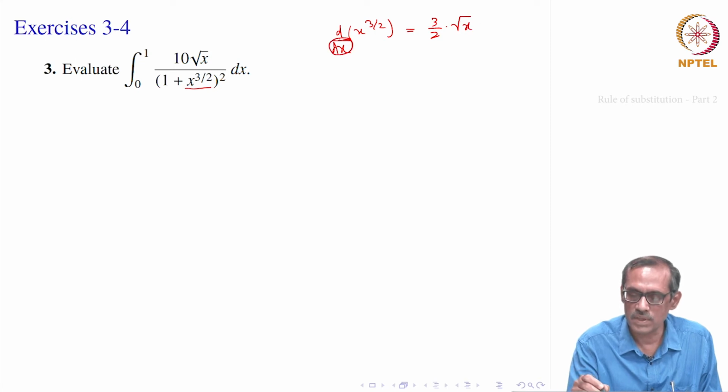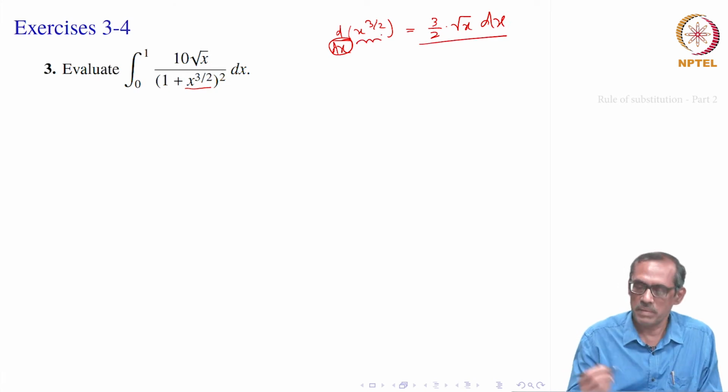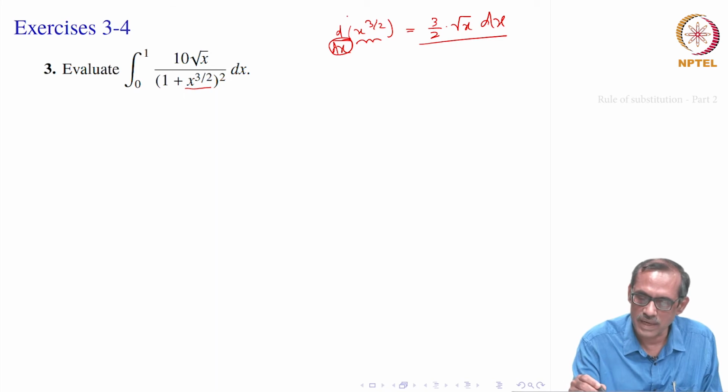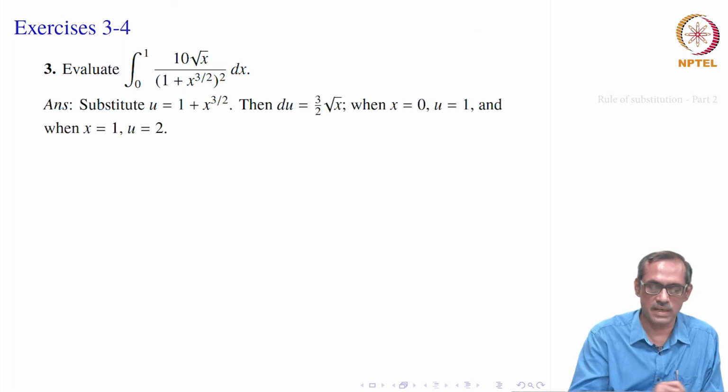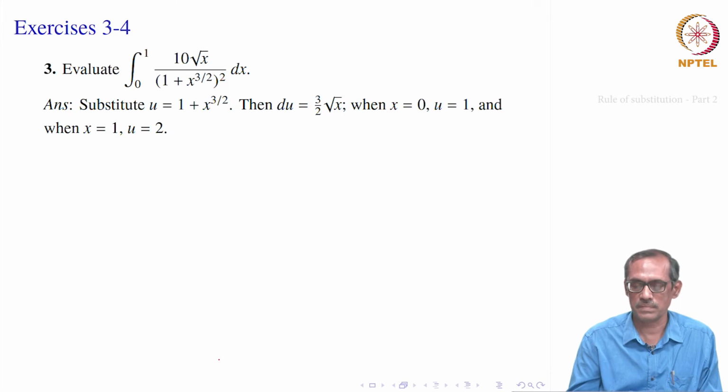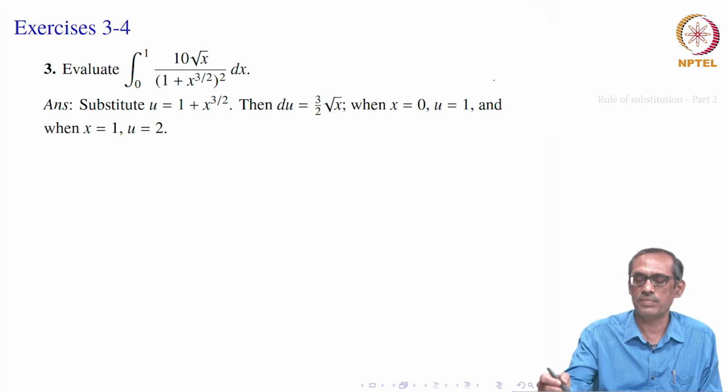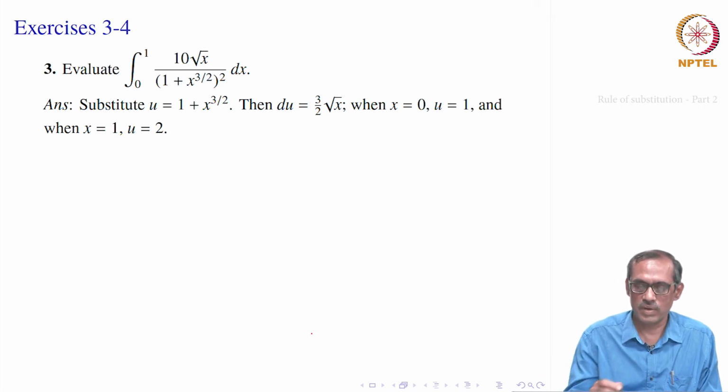So, you can think of this dx as the differential of x to the power 3 by 2. Even the differential of 1 is there. So, you can take 1 plus x to the power 3 by 2. That is how we are going to substitute and get the result. So, we substitute u equal to 1 plus x to the power 3 by 2, then du becomes 3 by 2 root x, and then we go for the limits.